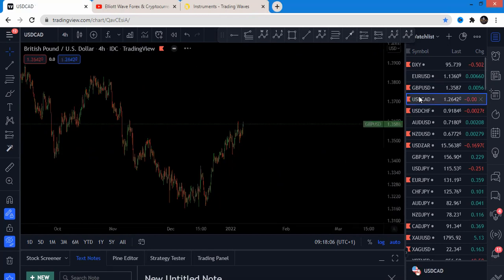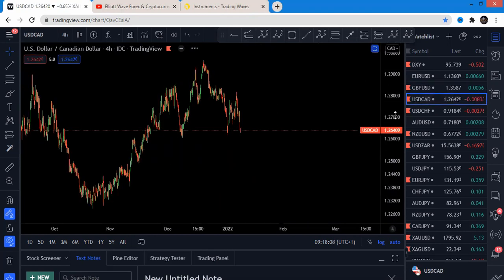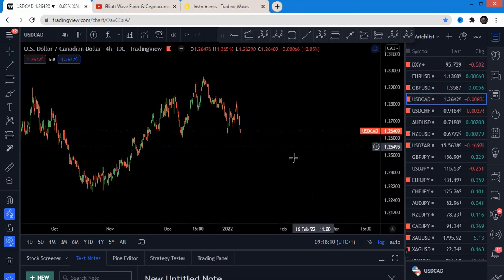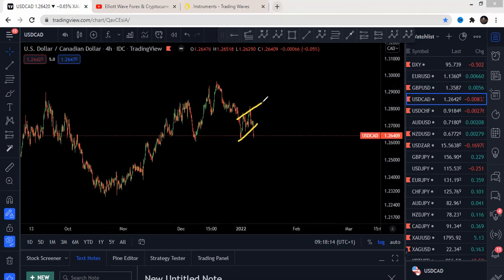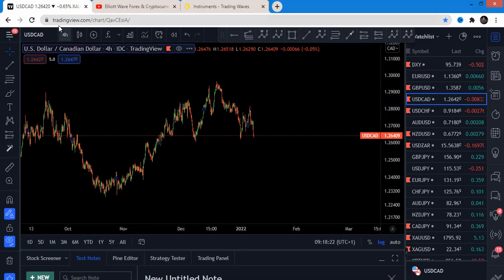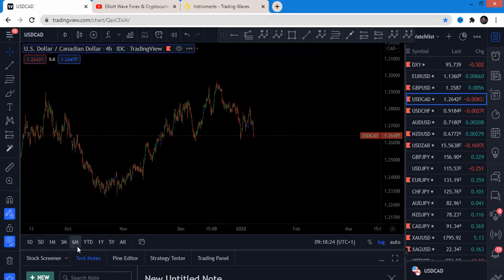Now, as you can see, short term, we're expecting the US dollar to be weak. So it's not surprising that we see the US dollar CAD showing some weakness here as well, and that the bigger structure on the US dollar CAD is showing us a bearish move. So we'll show that shortly. Let's have a look at the bigger structure here on the daily on the US dollar CAD.